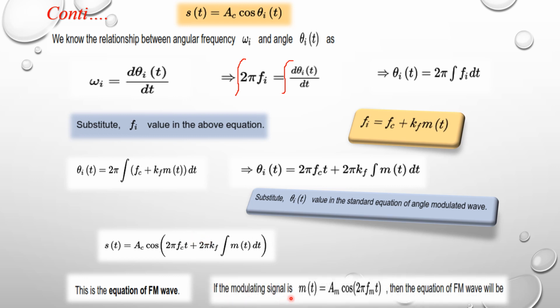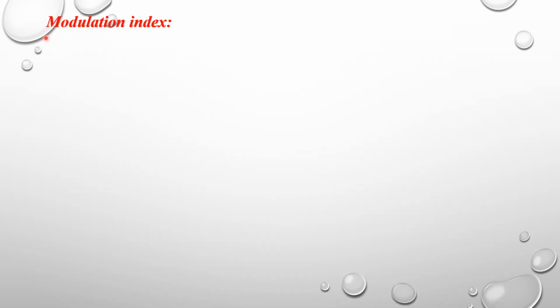The modulating signal is m of t. So m of t is equal to Am cos 2 pi fm t, where Am is the amplitude of the modulating signal and fm is the frequency of the modulating signal. And this is the equation of the FM modulated wave. Now we have to find out the modulation index for FM.